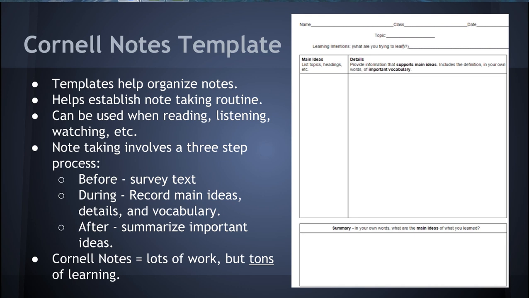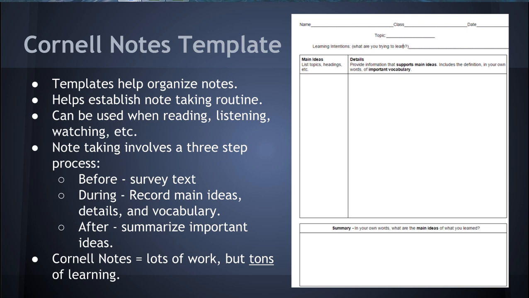What needs to go on that topic line is basically the main idea of what we're learning about. Next, underneath that is a box for learning intentions. The question for learning intentions is, what are you trying to learn? If we're in class, frequently our teacher will give us our learning intentions or write them on the board for us, so then we would have that information available.